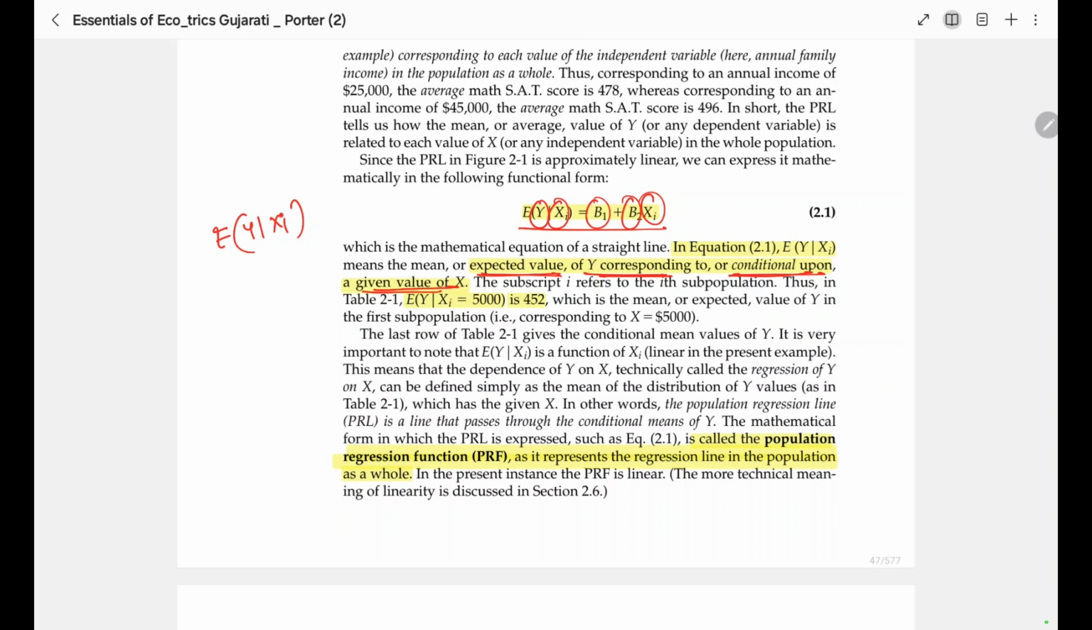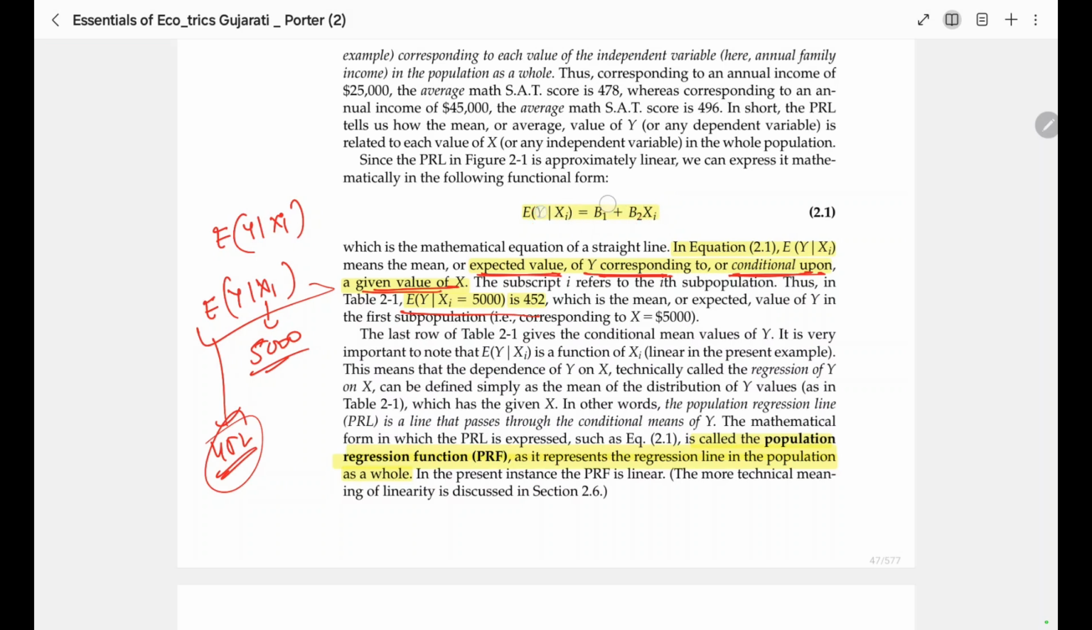What is i, right? Now that is the example that I told you just a few minutes earlier, that when we calculated the expected value of y given xi, we said that income is 5,000, so what is the mean? So this value turns out to be 452. That was there in the table, right? Which is the mean or the expected value of y in the subpopulation.